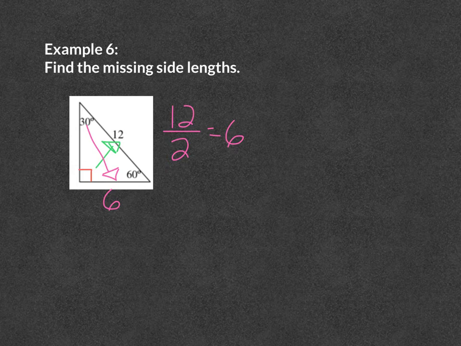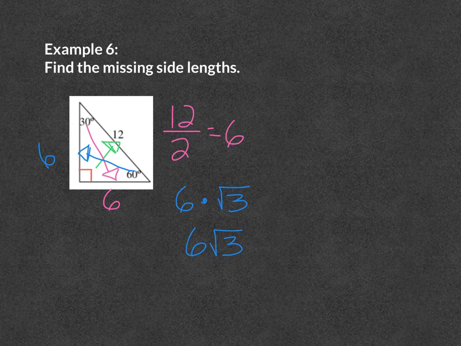So 6 is the side opposite the 30-degree angle. Now, in order for us to go from the 30-degree angle side to the side opposite from the 60-degree angle, all we have to do is take the 6 and multiply it by root 3. So that would be 6 root 3. And that would be the side length opposite the 60-degree angle. And that's how you would find the missing side lengths to this triangle.